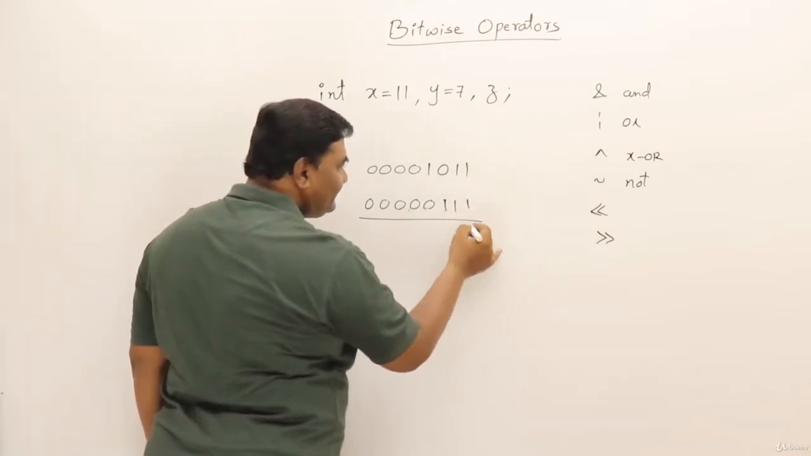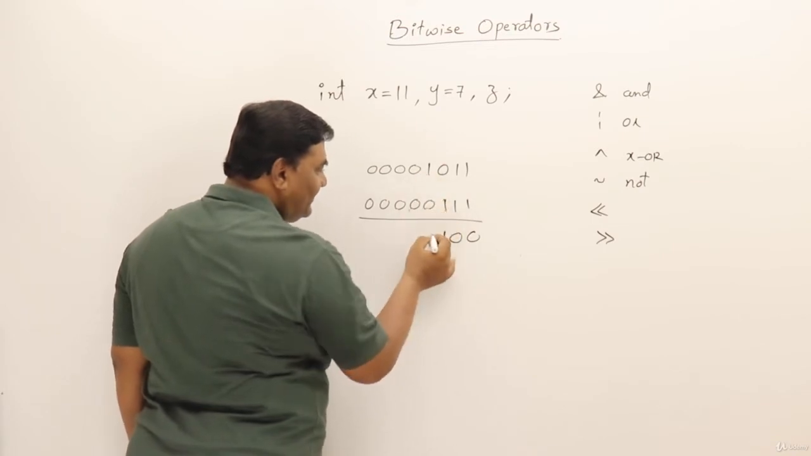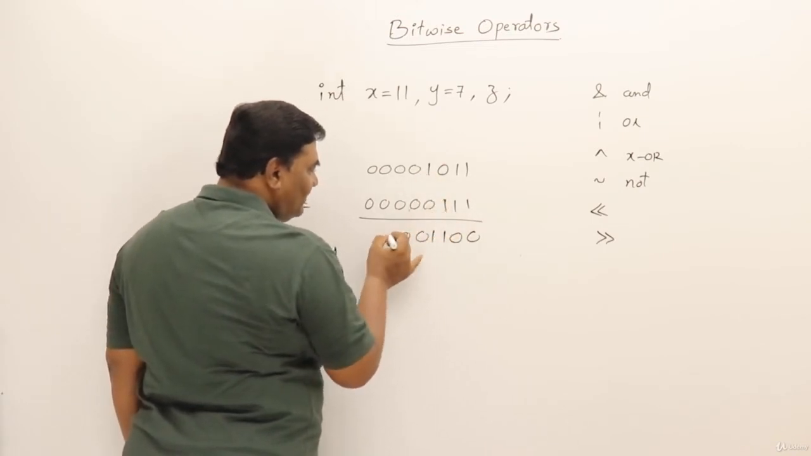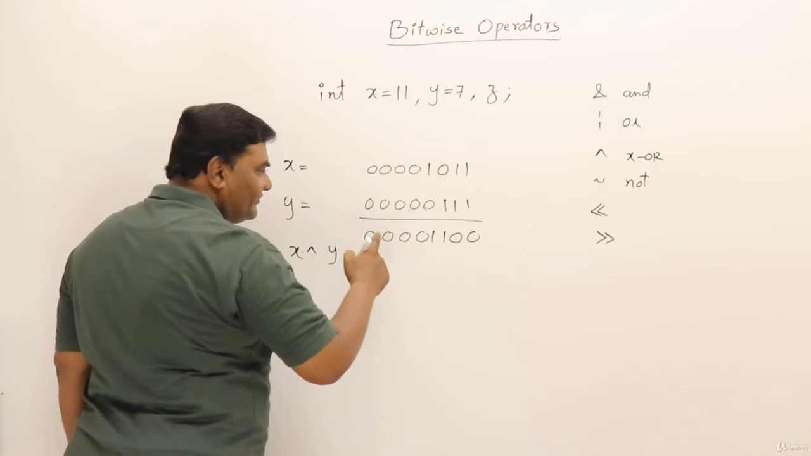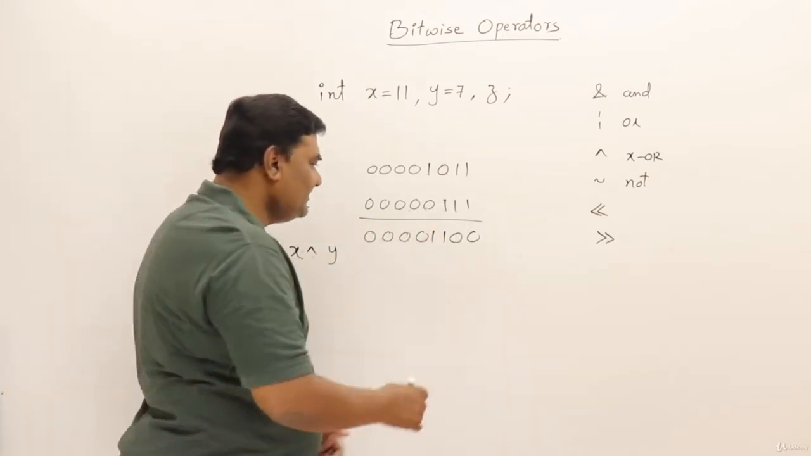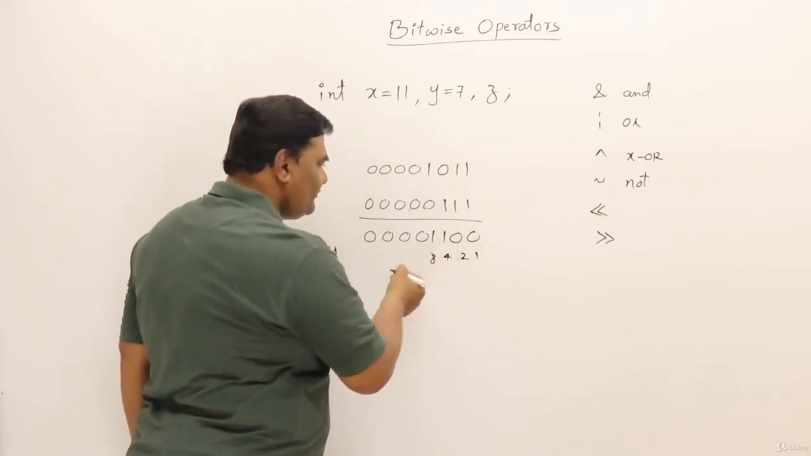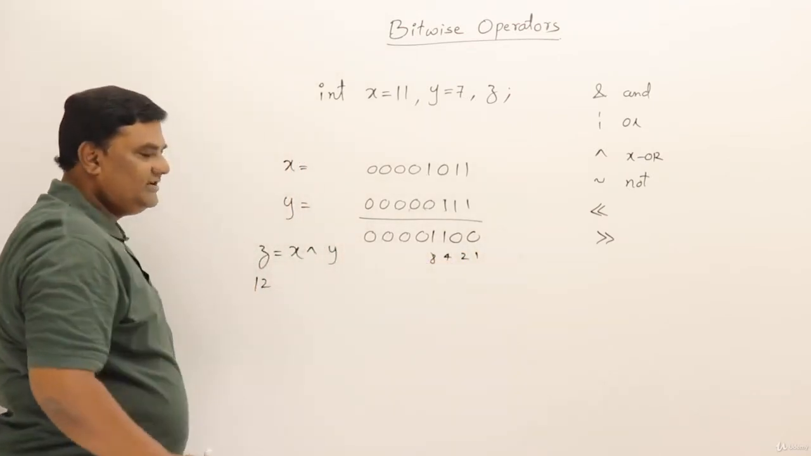Both are same, 0. Both are same, 0. These two are different, 1. These two are different, 1. Then leading all are zeros. So this is 12. The result is 12 in decimal form. See, this is 1, 2, 4, 8. 8 plus 4 is 12. So the answer is 12 here.